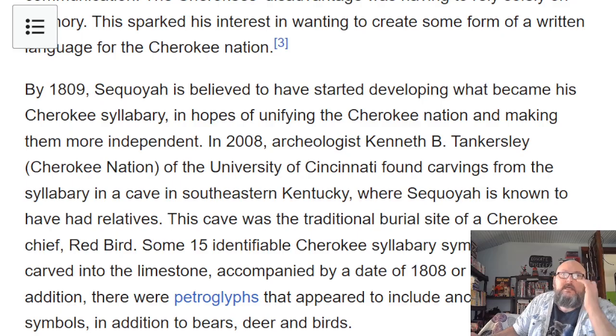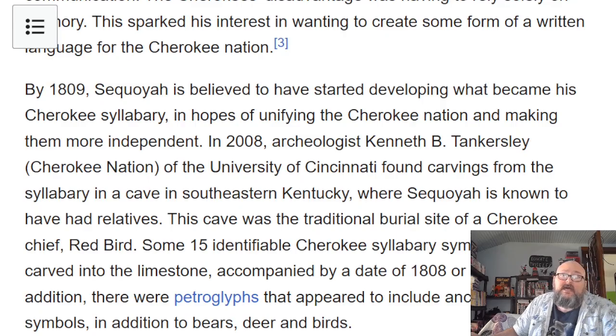In 2008, archaeologist Kenneth B. Tankersley, who is of the Cherokee Nation and an archaeologist for the University of Cincinnati, found carvings from the syllabary in a cave in southeastern Kentucky, where Sequoyah is known to have had relatives. This cave was the traditional burial site of a Cherokee chief, Redbird.